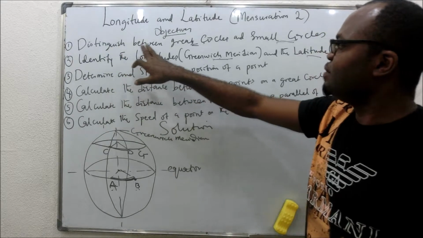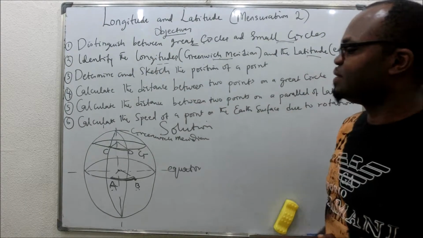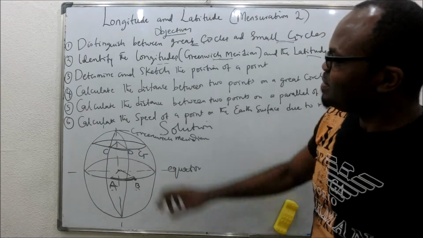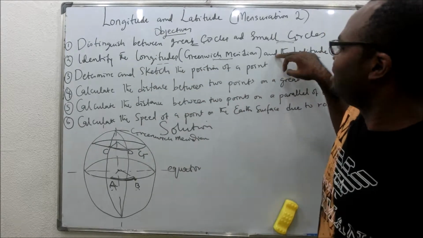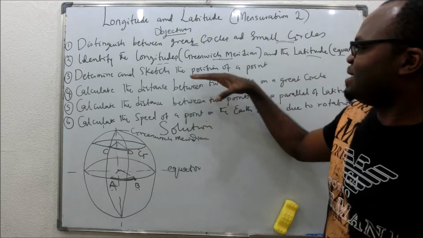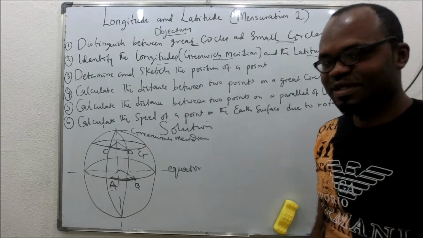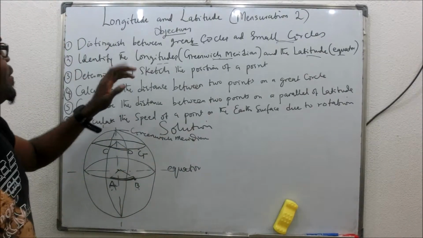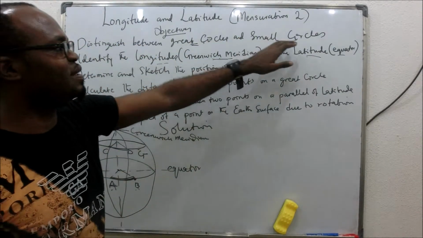We should be able to distinguish between great circles and small circles. And this objective, we've been able to solve up to this point. So in subsequent classes, we'll be doing the remaining calculations. So let me go through them again. Number one, distinguish between great circles and small circles.